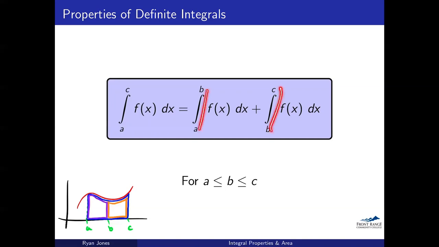And so you can see that right there. And we're obviously adding those together. So it's basically just saying blue is equal to purple plus orange. That's what each of those integrals correspond to, those colors down on that graph right there. So this is our other property of definite integrals. And we have one more property.